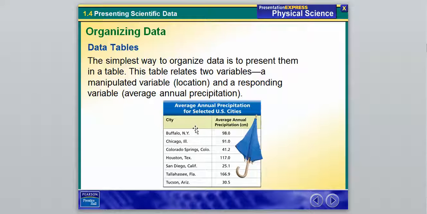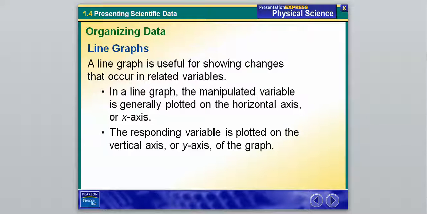Again, they change that. That's what we manipulate. They change what city they were in. And what responded to the change in city was the amount of precipitation that they have. So this is a pretty simple way to compare the different average annual precipitation that we have in different cities. So that's pretty simple. That's a data table.